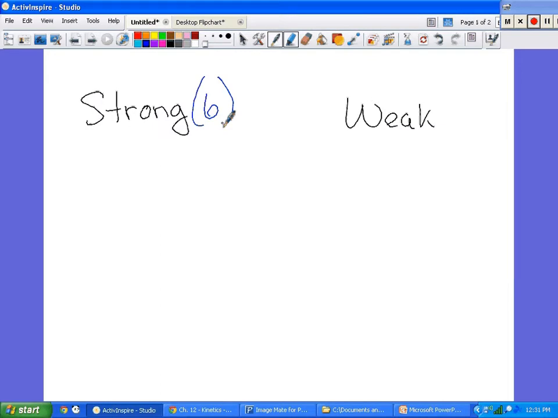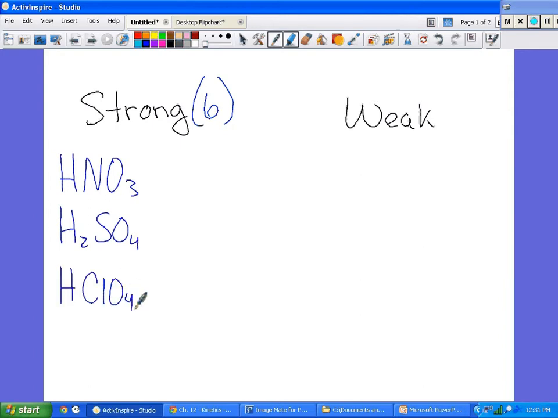Now, can a strong acid hurt you? Absolutely. But it's not in terms of, well, that burns my skin, so that's strong. No, that doesn't have anything to do with that at all. So these 6 strong acids. This one. This one. That one.